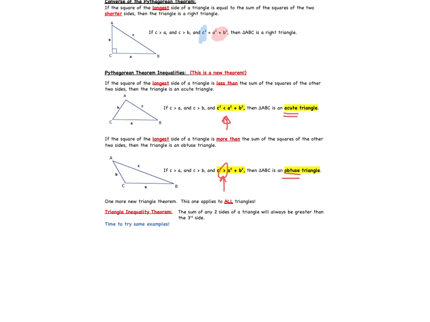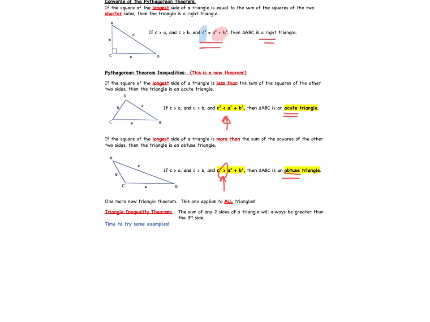So again, if the longest side squared is equal to the sum of the two shorter sides squared, C squared equals A squared plus B squared, it's a right triangle. If it's less than, it's acute. If it's greater, it's obtuse. So when you're given three potential sides of a triangle and it tells you to classify by the sides, the most important thing is to locate the biggest side first, because that's going to be C. You're going to say C squared and then see what the relationship is with A squared plus B squared. If it's equal, right triangle. If it's less than, acute. If it's more than, it's an obtuse triangle.